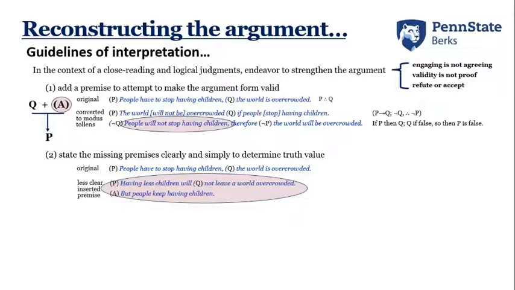Now, if somebody were just to say that to you, you probably would start asking questions, because at this juncture you're asking yourself, what exactly is the truth value that I'm supposed to be evaluating here? If somebody just said, look, having less children is not going to leave a world overcrowded, but people keep having children.